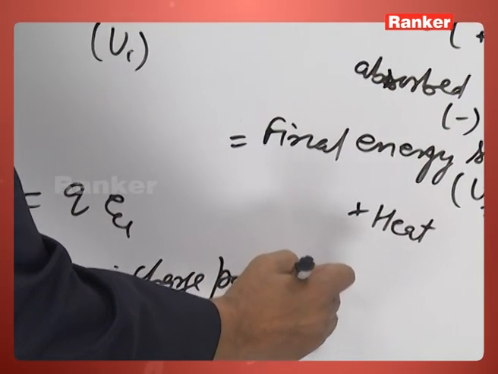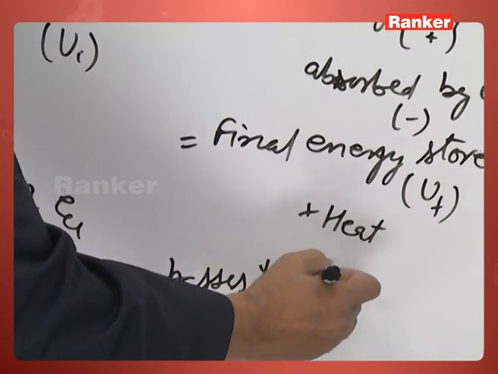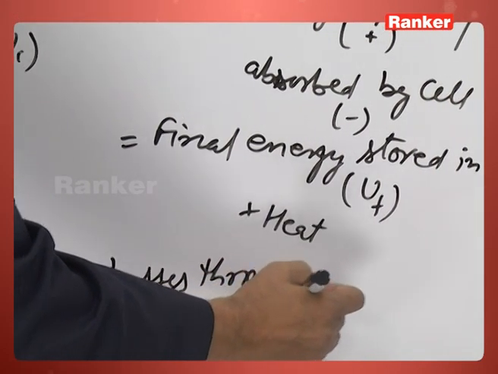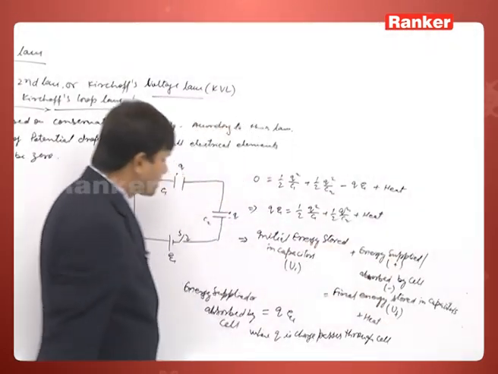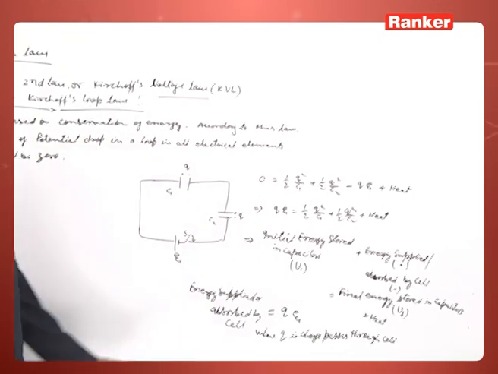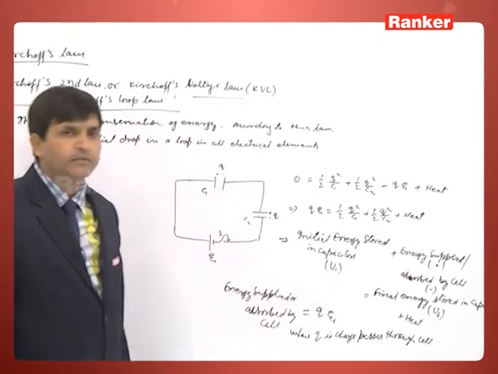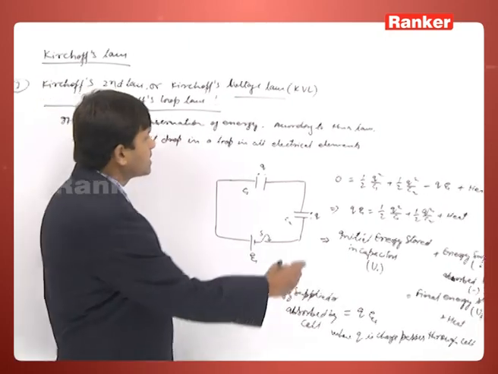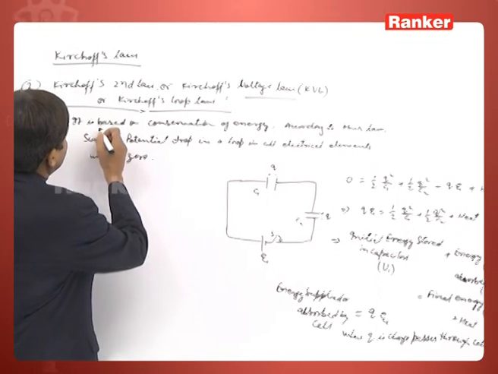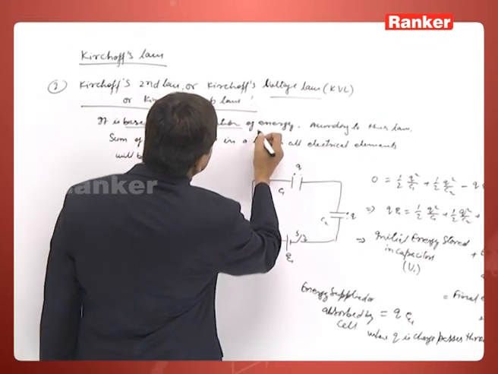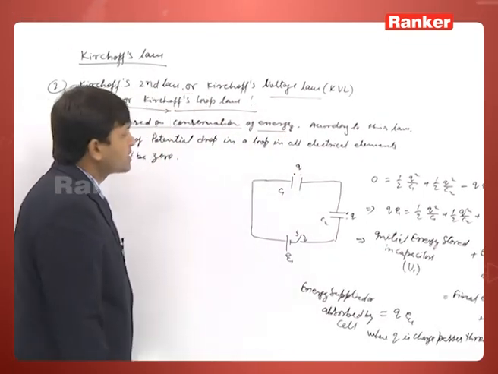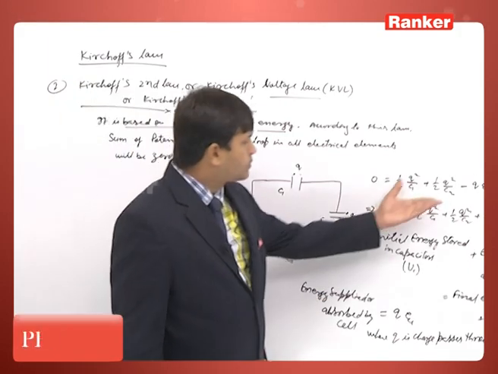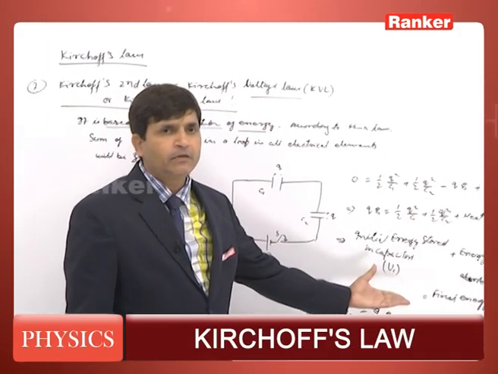Charge passes through the cell. Q is the charge that passes through the cell, and E is the EMF of the cell. In this manner we can calculate. So, this is the meaning, based on conservation of energy. But all the time it is not possible to make this type of calculation.